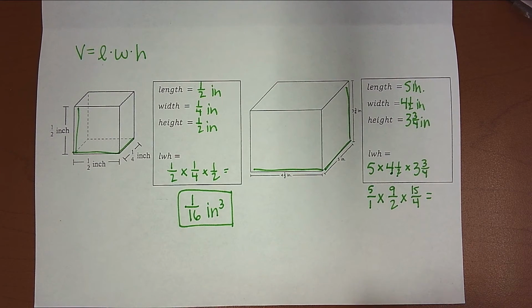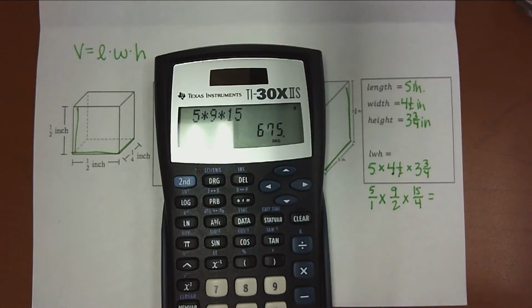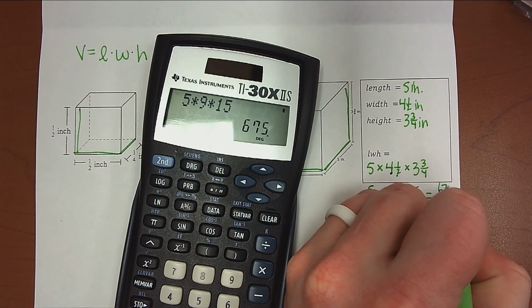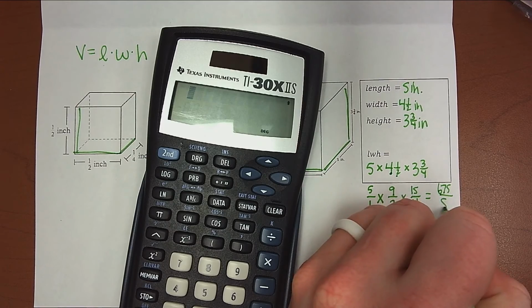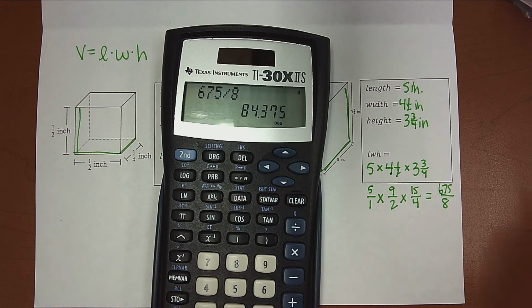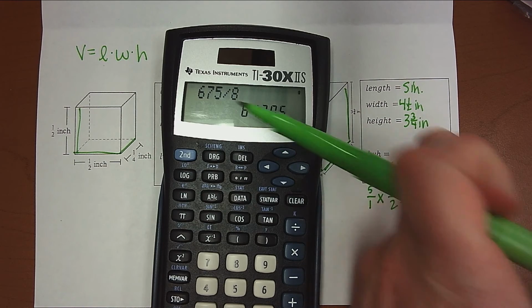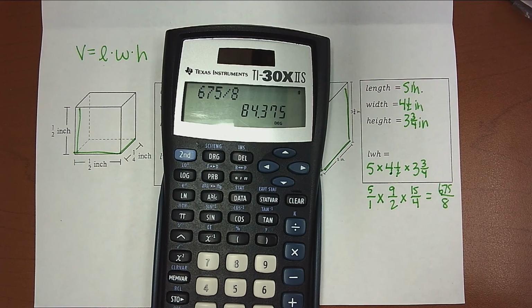Once we have fractions, we can multiply straight across the top and straight across the bottom. 5 times 9 times 15 is 675. And 1 times 2 times 4 is 8. 675 divided by 8 doesn't go in there evenly. But I do know that this is an improper fraction I'm going to convert to a mixed number.